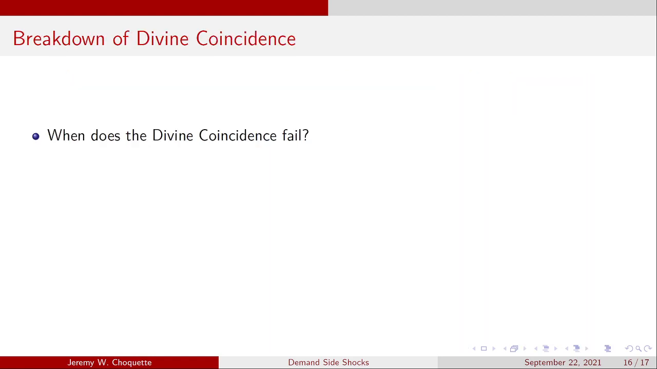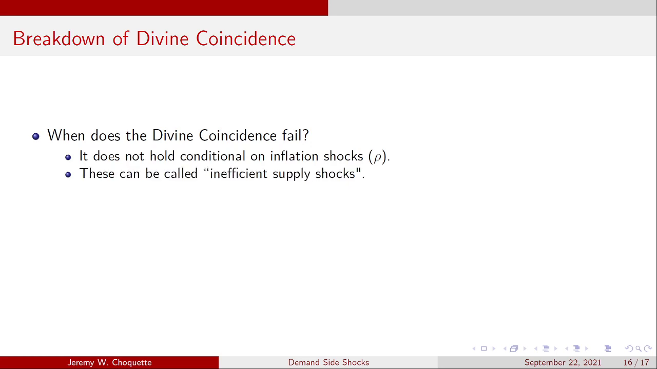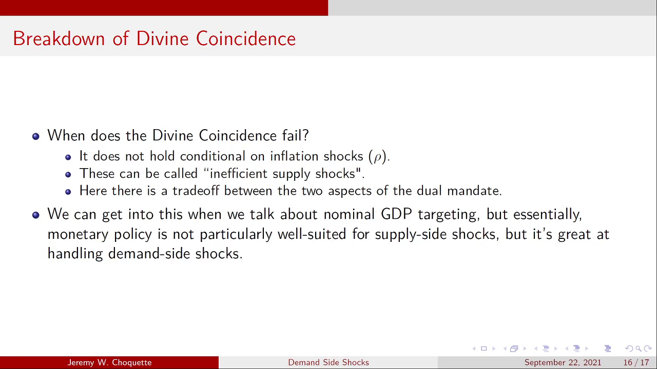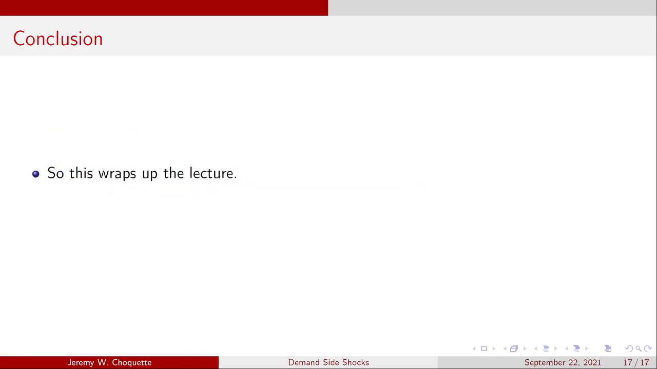So does it ever break down? Well, yeah. It doesn't hold conditional on inflation shocks, those short-run aggregate supply shocks that we were talking about. These are what's known as inefficient supply shocks. There's a trade-off here between the two aspects of the dual mandate. Now, we're going to get into this a little bit when we talk about nominal GDP targeting, but essentially, monetary policy is pretty good at dealing with demand-side shocks, but it's not good at dealing with supply-side shocks at all.